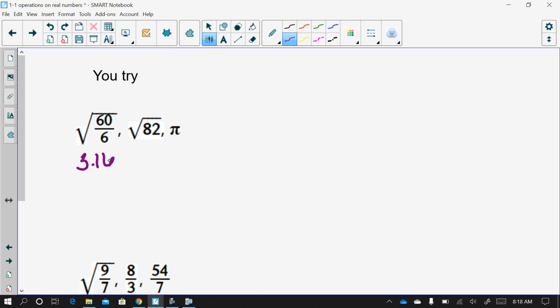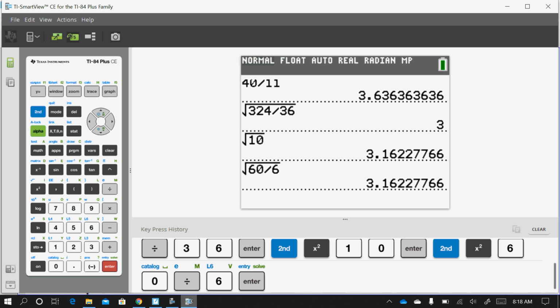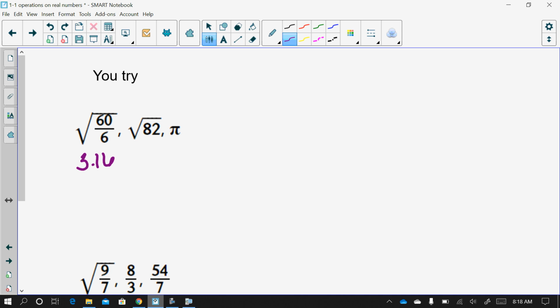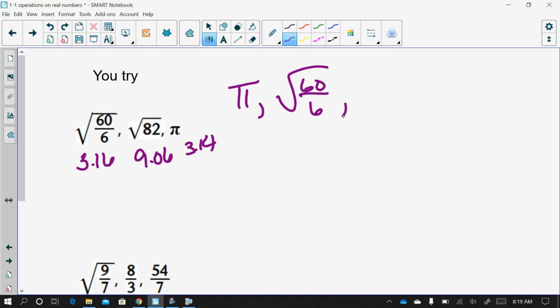Let's look at the square root of 82. That's 9.055, so 9.06. Hopefully you don't need a calculator for pi, it's just 3.14. So if I put them in order from least to greatest, I have pi, square root of 60 over 6, and square root of 82. I put these on a number line.